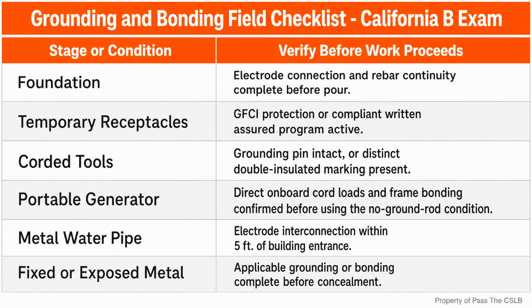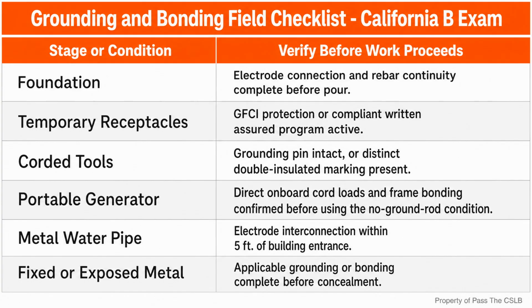When I see a grounding or bonding problem, I ask 4 field questions. Is the path permanent? Is it continuous? Is it low impedance? Is the condition protected and inspected before concealment? Those questions do not replace the electrical code, approved plans, manufacturer instructions, or the authority having jurisdiction. They help me recognize when I need those controlling sources before the job moves forward.